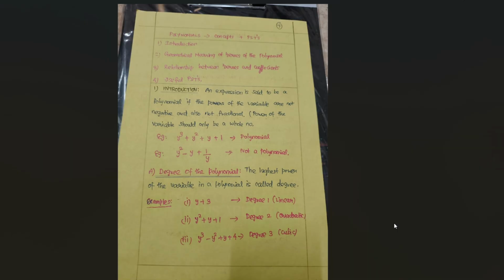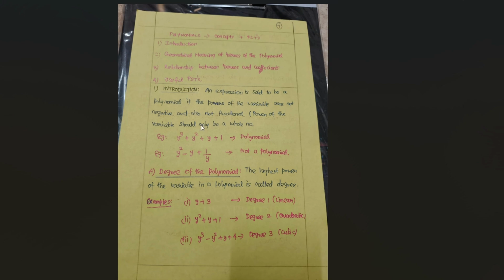So here we are going to see polynomials. All the important concepts of polynomials are given here. So we can go one by one. So first is introduction, and then comes geometrical meaning of zeros of the polynomial, and then comes relationship between zeros and coefficients, and then useful problem solving techniques. PSTs means problem solving techniques.